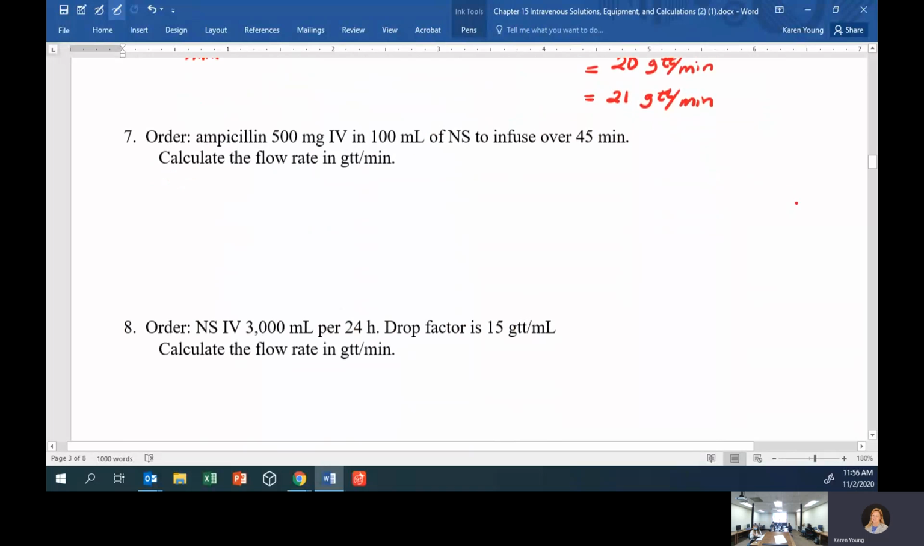So let's look at number 7. I have an order again for ampicillin, 500 milligrams in 100 milliliters of normal saline to infuse over 45 minutes. I want the flow rate in drops per minute. So what are we missing here? Do you know what I'm missing? I'm missing the drop factor.